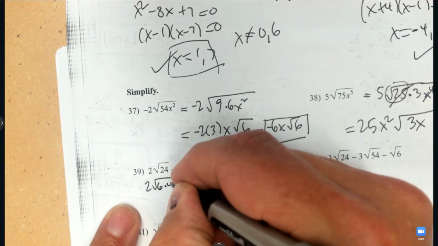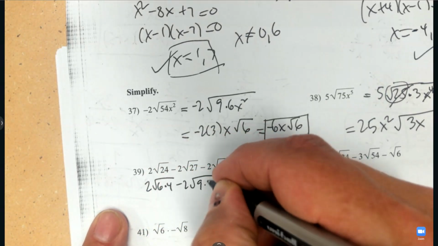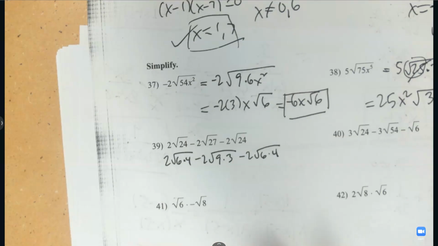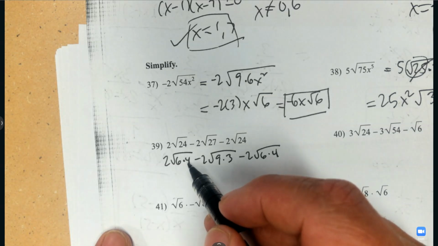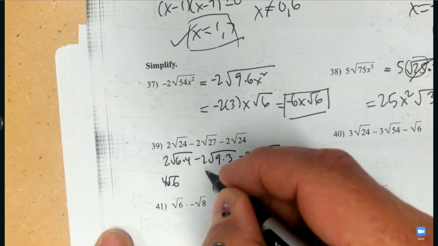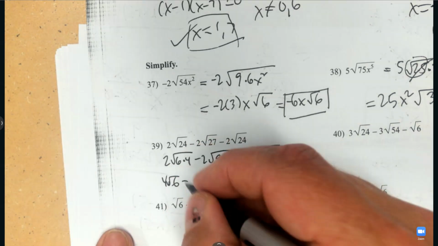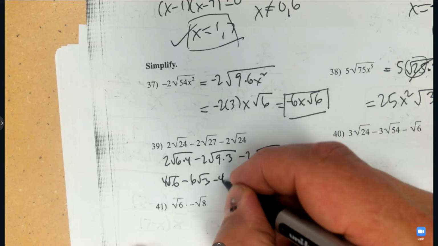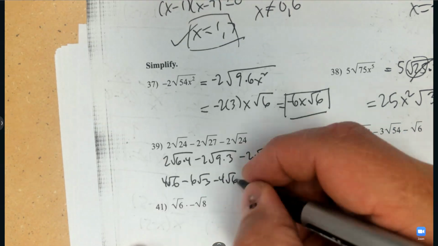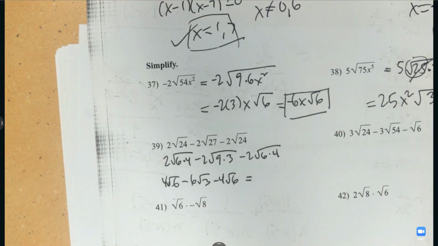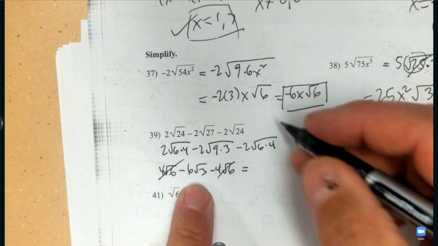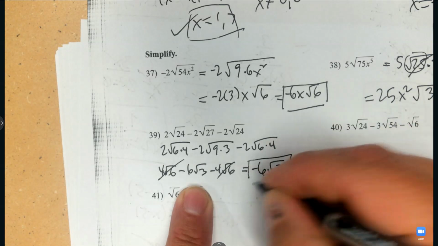Add and subtract, we've got to simplify first. So 24 is 6 times 4, 27 is 9 times 3, 24 again is 6 times 4. So the square root of 4 is 2, times 2 is 4 root 6. Square root of 9, 3 times 2 is negative 6 root 3. Square root of 4 is 2, times negative 2 is negative 4 root 6. Then positive 4 root 6, negative 4 root 6, cross out. There are no like terms here, so the end answer is just negative 6 root 3.